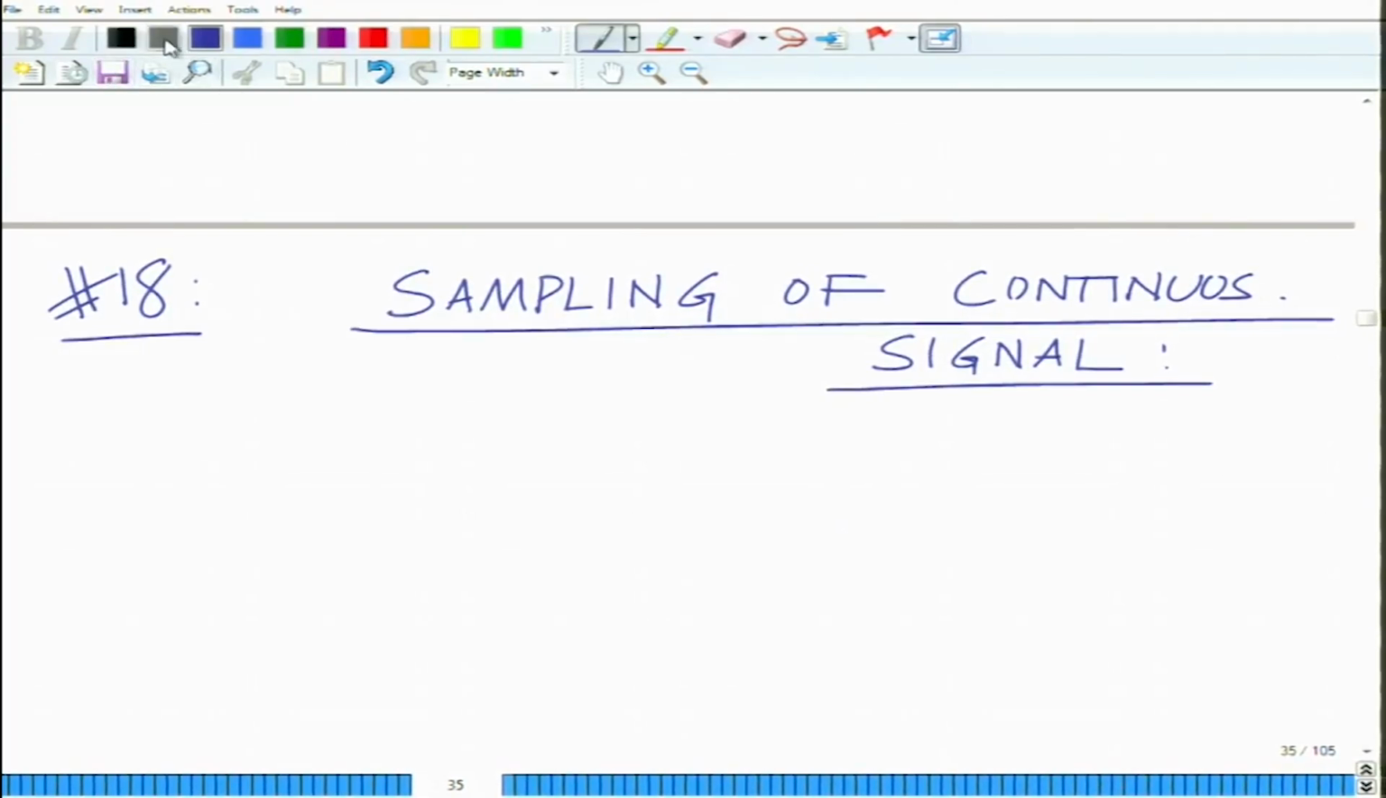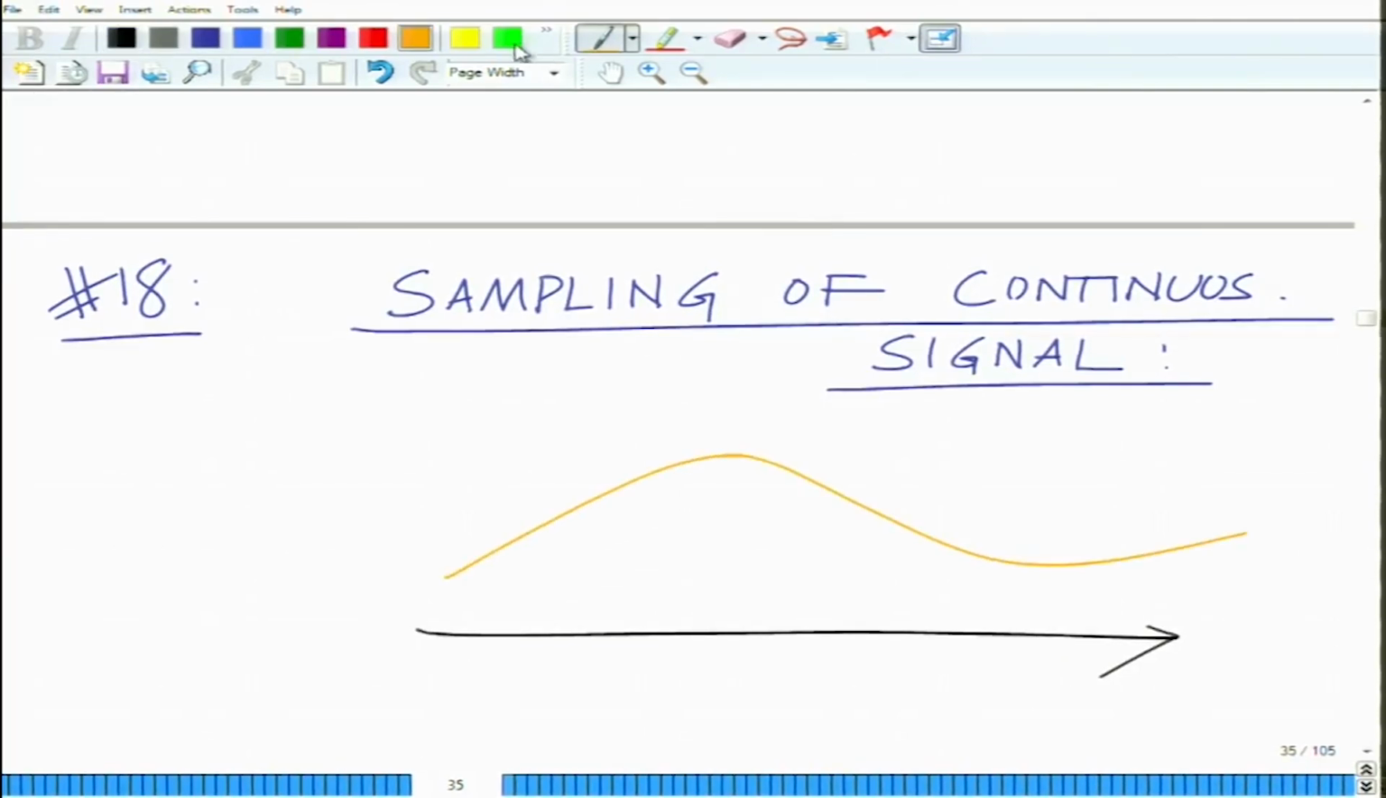Now, consider a continuous time signal, which looks something like this. Okay. This is t, and this is a continuous time signal.